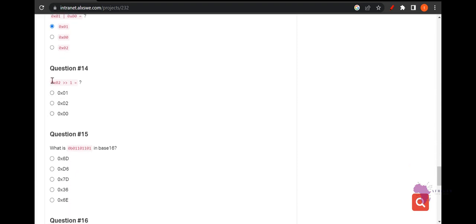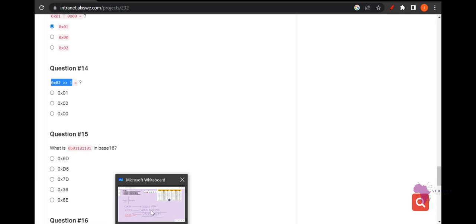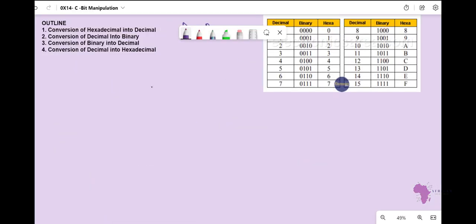Number 14. We have been given this one, and then we have been told to shift 1 to the right. We have been told to shift 1 step. I'm sorry. So let's come here. So we have been given 0x02, like that.